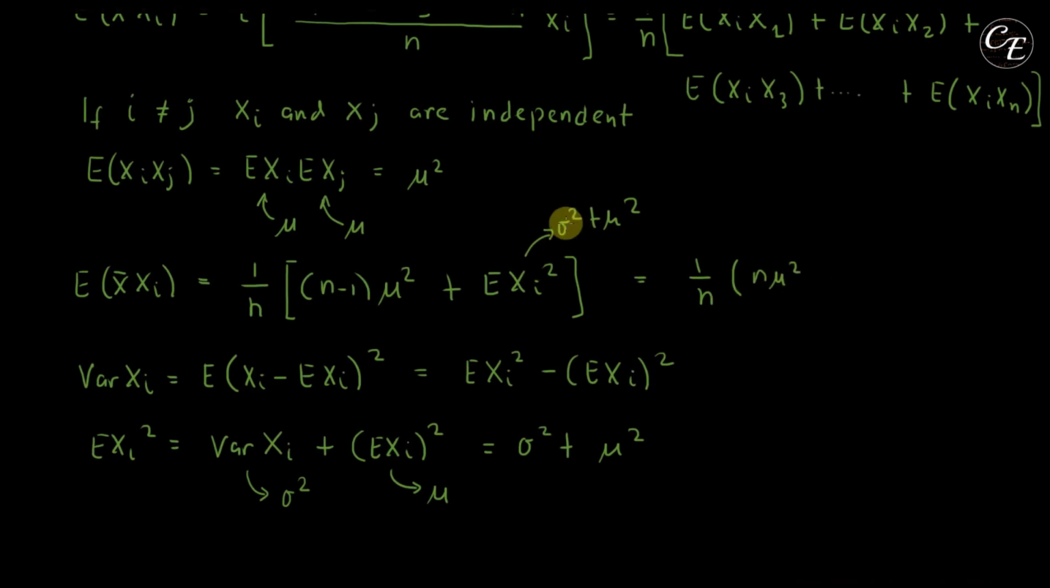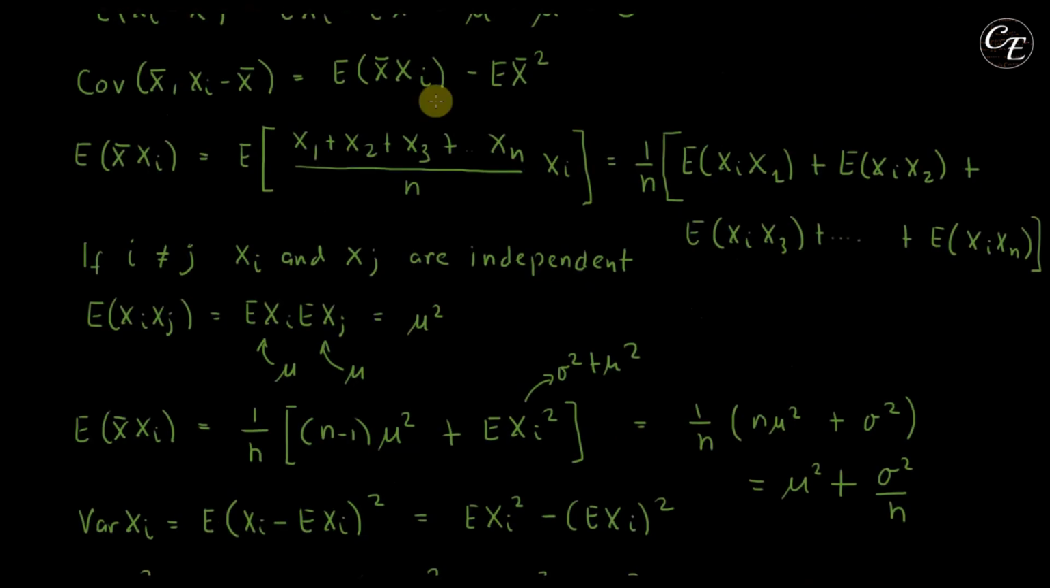Then the remaining term is sigma squared. Then it is equal to, we can cancel out this n and n in here. So we're left with mu squared plus sigma squared over n. So this one will be equal to mu squared plus sigma squared over n minus expectation of x bar squared. We're left with determining the value of this one for the value of our covariance.